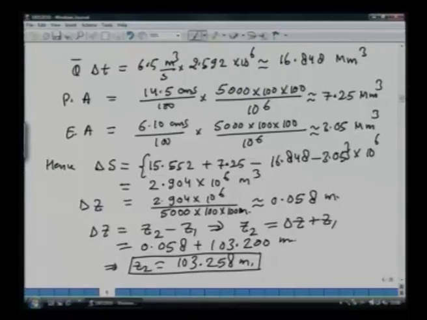Okay, so this way we see that we can find out the lake elevation at the end of that particular month. So we see that we use the continuity equation to solve a problem of lake water balance. With that we come to the conclusion of today's lecture, and tomorrow we will start with the systems concept.